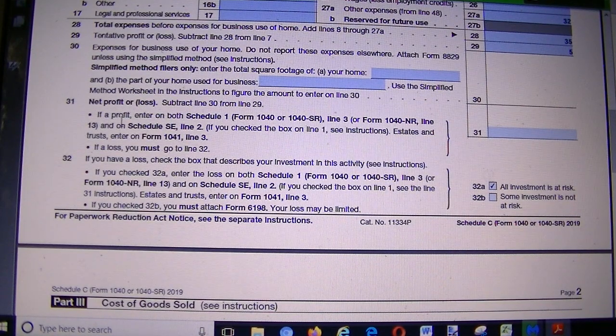So if a profit, so they're talking about a profit first. So if a profit, that means line 30 is less than line 29, enter on both schedule 1, form 1040 line 3 and on schedule SE line 2. And if it is a loss, that means line 30 is more than line 29, you must go to line 32. So let's read my notes on line 31.